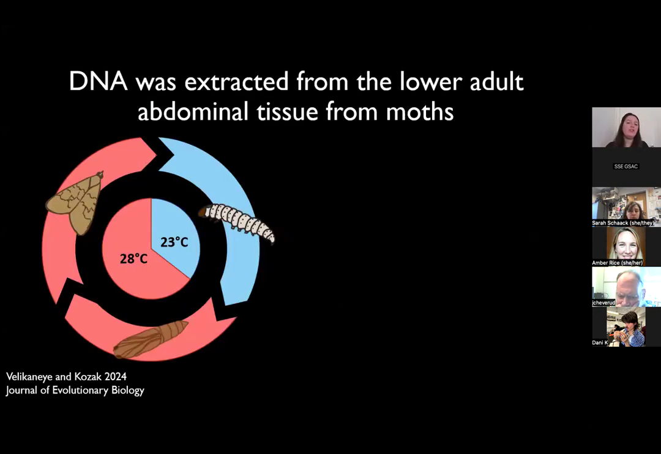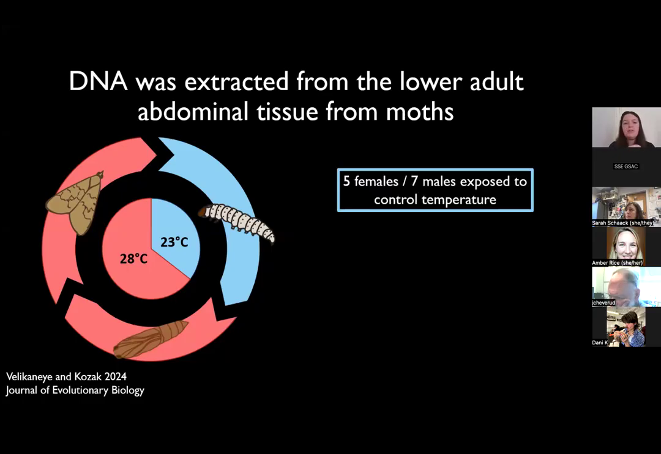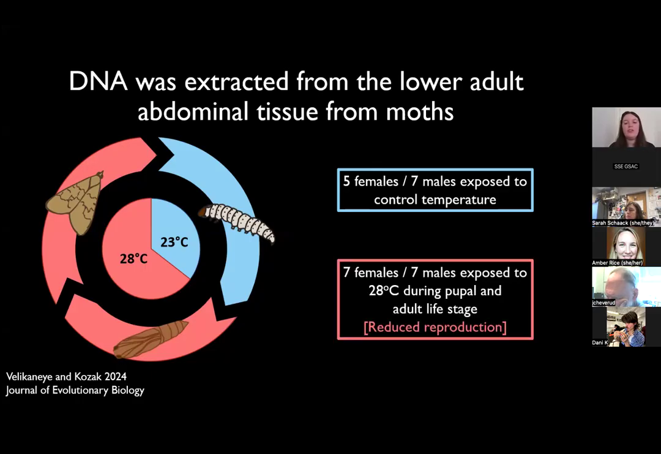And so in order to answer these questions, we took DNA from the lower adult abdominal tissues. So we were targeting reproductive tissues in both males and females. Of course, we didn't just extract their reproductive tissues. So there were other tissues in there as well, but we really did try to target the reproductive tissues. And so we actually took 5 females and 7 males from the control temperature in part 1 of my talk. And then we also took 7 females and 7 males from the elevated pupal and adult temperature. So these were the exact moths that showed us reduced reproduction in the first part of our talk.